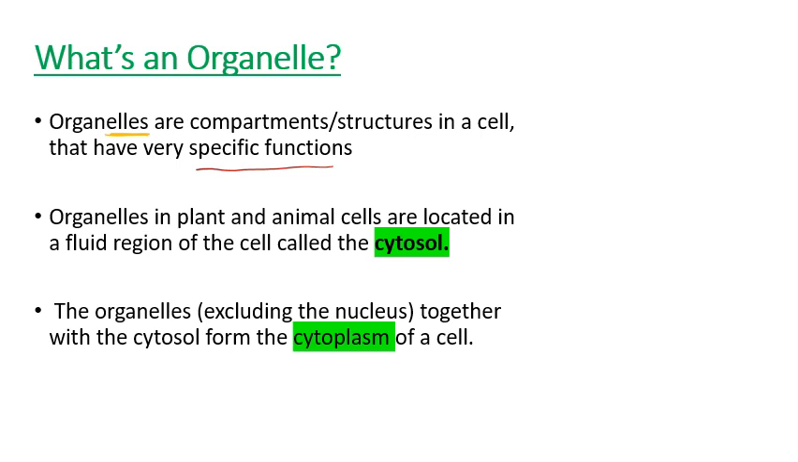The first two organelles are cytosol and cytoplasm. So all the organelles in plant and animal cells, they're in the liquid region, which is called the cytosol, which is purely just the liquid. You might have heard of cytoplasm, and technically that is the cytosol plus the organelles combined together. That makes the cytoplasm. The nucleus is then separate, so you don't count the nucleus in the cytoplasm.